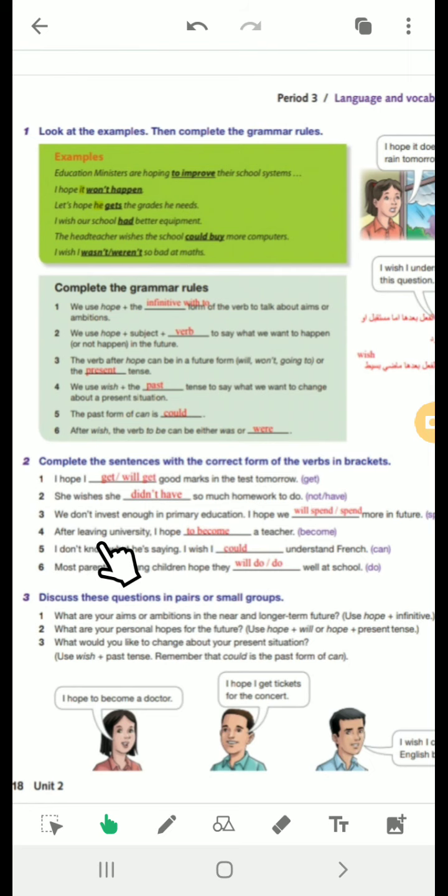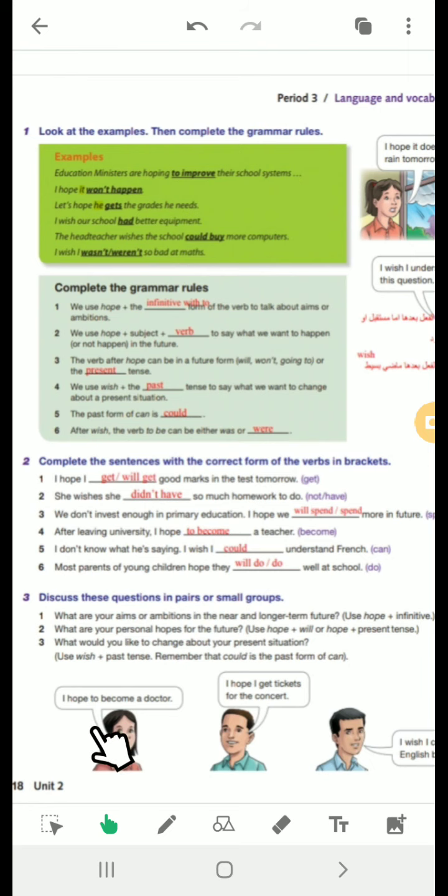Number 4, after leaving university, I hope. After hope, here there is no subject, so we use the first rule, to plus infinitive, because there is no subject after hope. So to become a teacher. I hope to become a teacher. Number 5, I don't know what he's saying. I wish I, here all the time we use after wish subject. So I could, here we have can, so could understand the French. Number 6, most parents of young children hope they, because here we use subject after hope, so present simple or future simple, do or will do well at school.